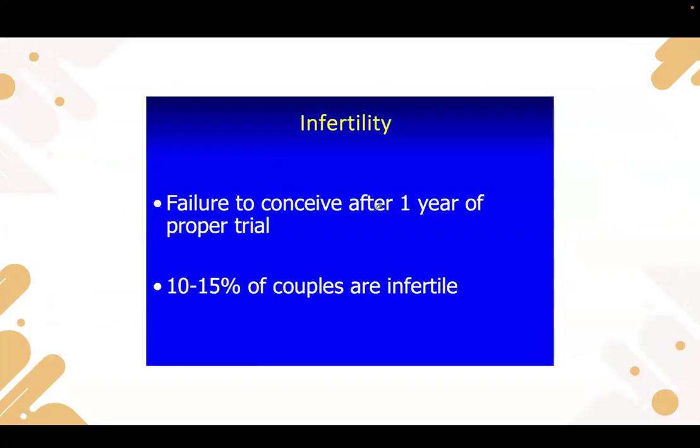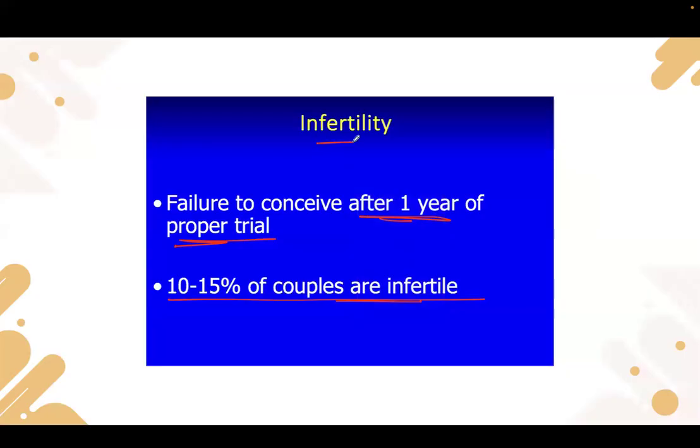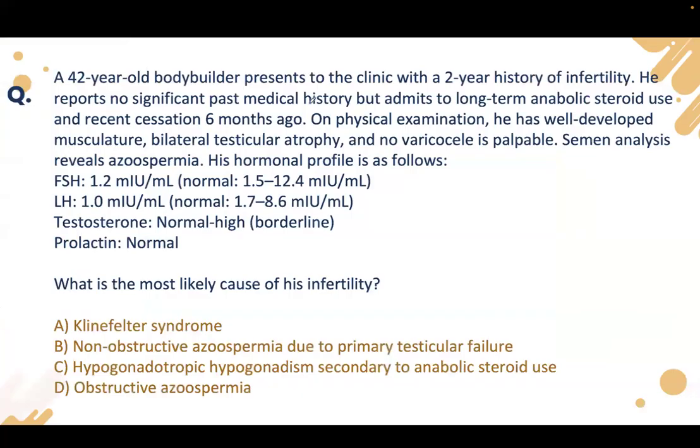Infertility is the failure to conceive after 1 year of proper trial, and 10 to 15% of couples are, unfortunately, infertile. This is from your presentation, by the way. Now, let's move on to this question.